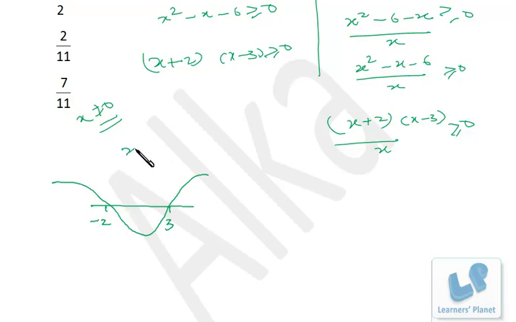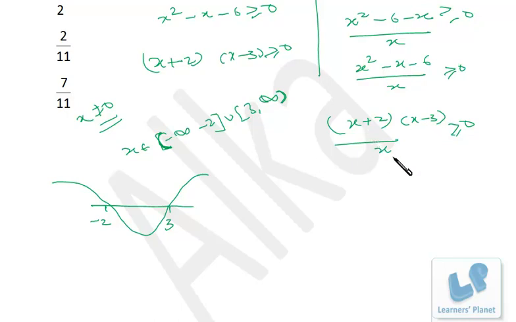That means x should be minus infinity to minus 2 and union 3 to infinity. Minus 2 and 3 are both included, but infinity is not at all included, right? So if this is the inequality, this is the answer.